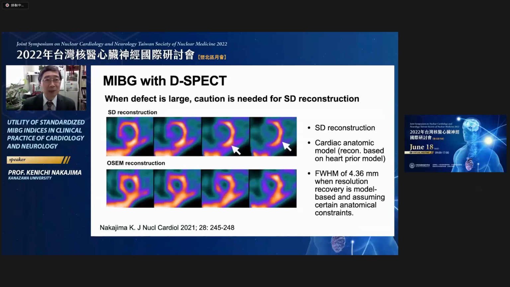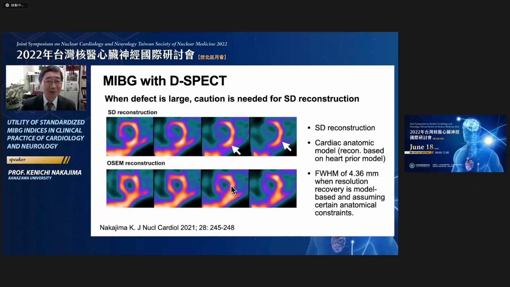However, when we use MIBG with D-SPECT, we must be a little bit careful about the reconstruction method. When a defect is large, particularly in the inferior wall or in the apex, caution is needed for SD reconstruction. SD reconstruction is a heart prior model, assuming the shape of the anatomical heart model.